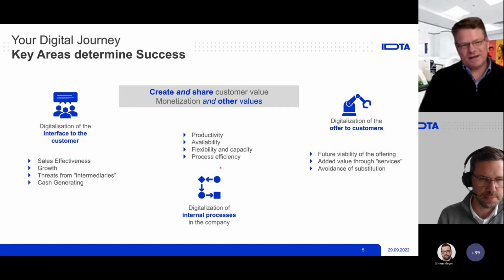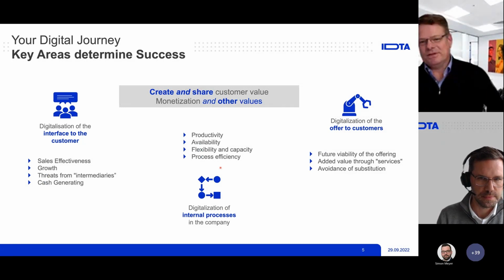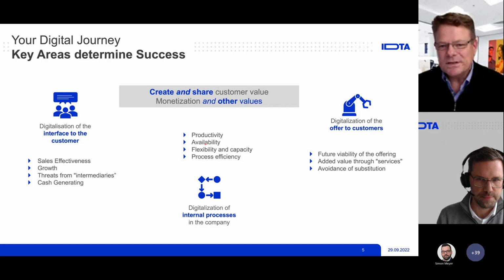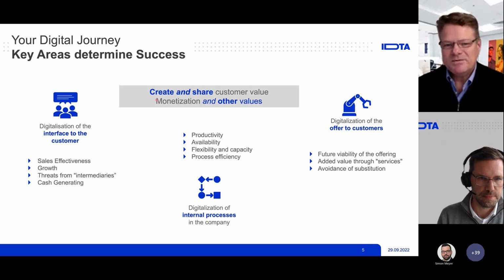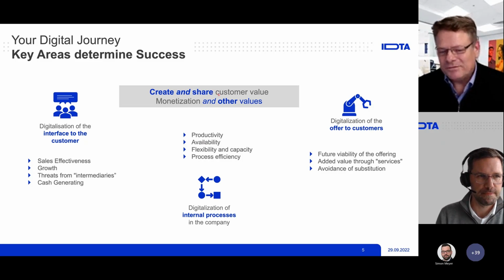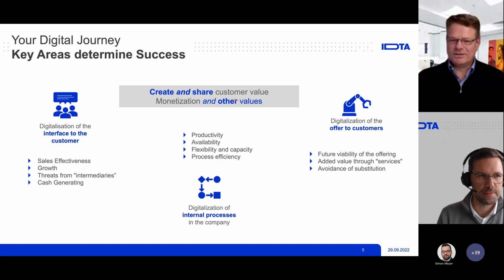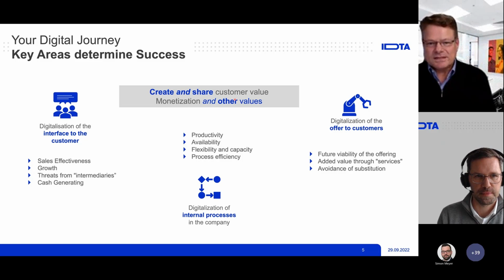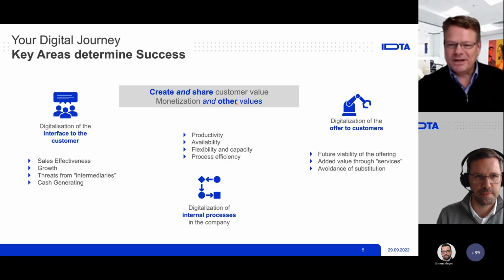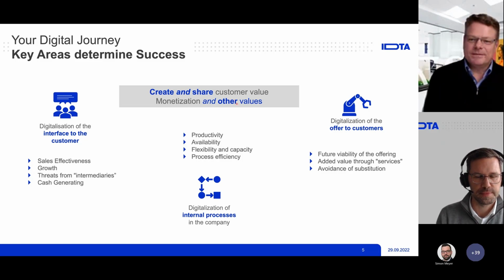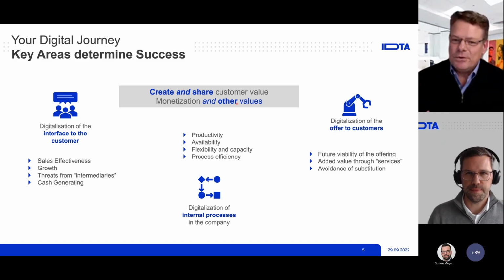These three key areas determine the success of your company. So what you have to do is you need to create customer value and you need to share customer value between you and the customer. And if we talk about value, it is not only money, it is also other values. For example, nowadays, sustainability aspects are a value that is often looked at, or also the buildup of know-how.